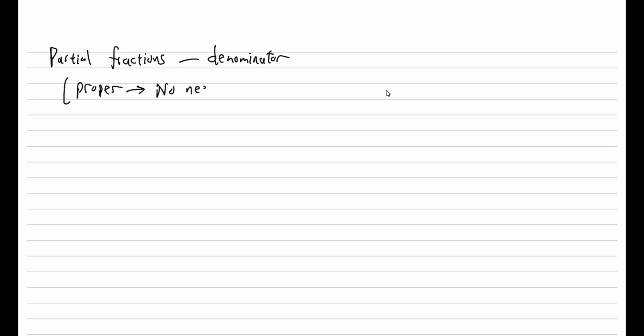Okay, so let's go through some partial fractions, but the case where the denominator is non-factorizable. I'll just work with proper fractions all the way, so we don't need to do long division. I'm sure you know how to do long division by now. I hope so. Denominator non-factorizable, so let's go through some examples.